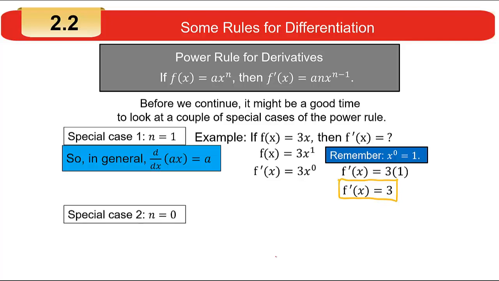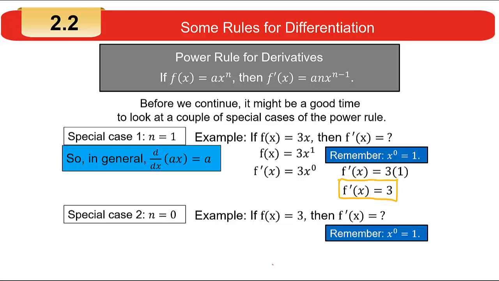Second special case is if the exponent is 0. If you have x to the 0, well, x to the 0 is just 1. So you just really have a number by itself. So you have 3 times 1 is just 3. So if you take the derivative of a number, what's that derivative? Well, again, if you want to really think of 1 as being x to the 0, you could think of that function as being 3 times x to the 0.